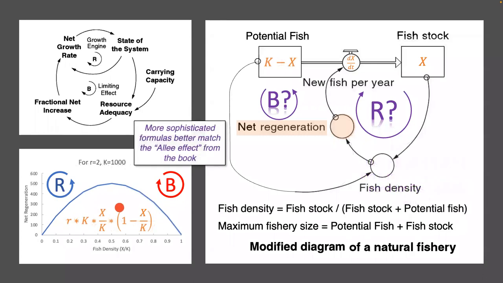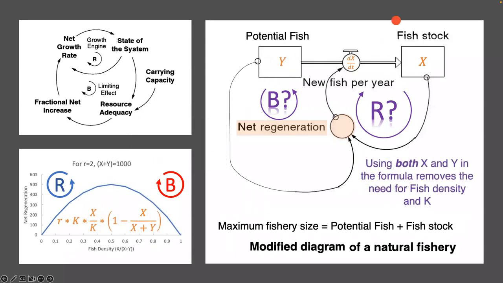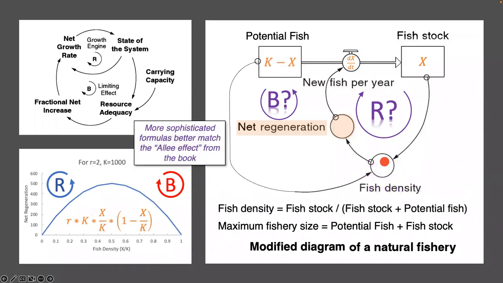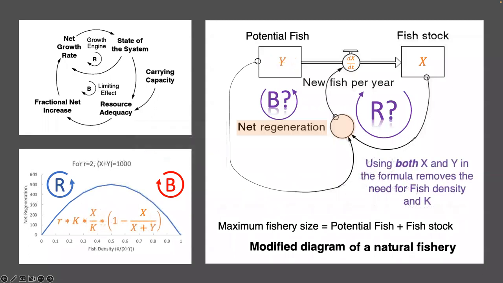I can take this expression here, K, and I can say, well, K is always going to be X plus Y. So if I call my potential fish Y, I just name it that, then I don't need K anymore. Whenever I see a K, I can just put in X plus Y. And that's kind of nice because it means that I can potentially get rid of this density block here, which requires K as an input coming in. So I'm bringing in X and Y directly into this net regeneration formula.